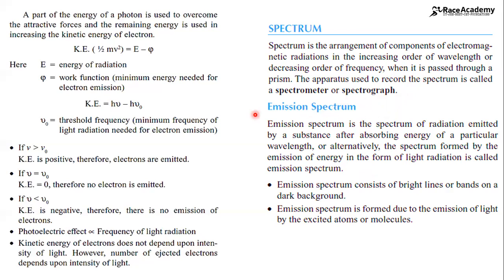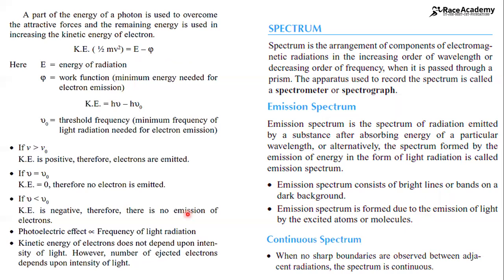Emission spectrum. What do you mean by emission spectrum? It is the radiation emitted by a substance after absorbing energy of a particular wavelength, or alternatively the spectrum formed by the emission of energy in the form of light radiation. In this, bright lines or bands on a dark background will be there. That is called an emission spectrum. In this spectrum, the emission of light by excited atoms or molecules is studied.